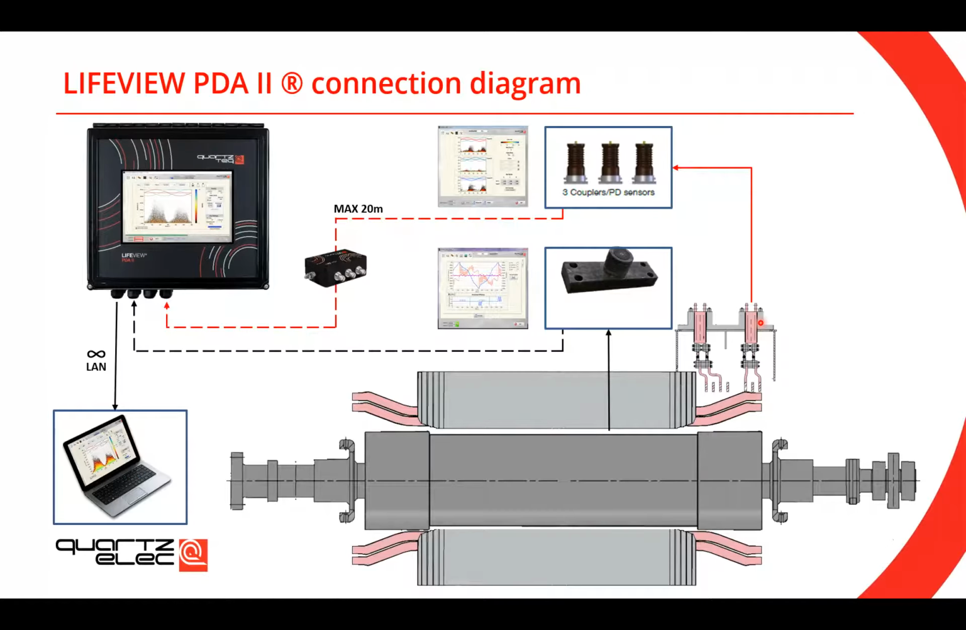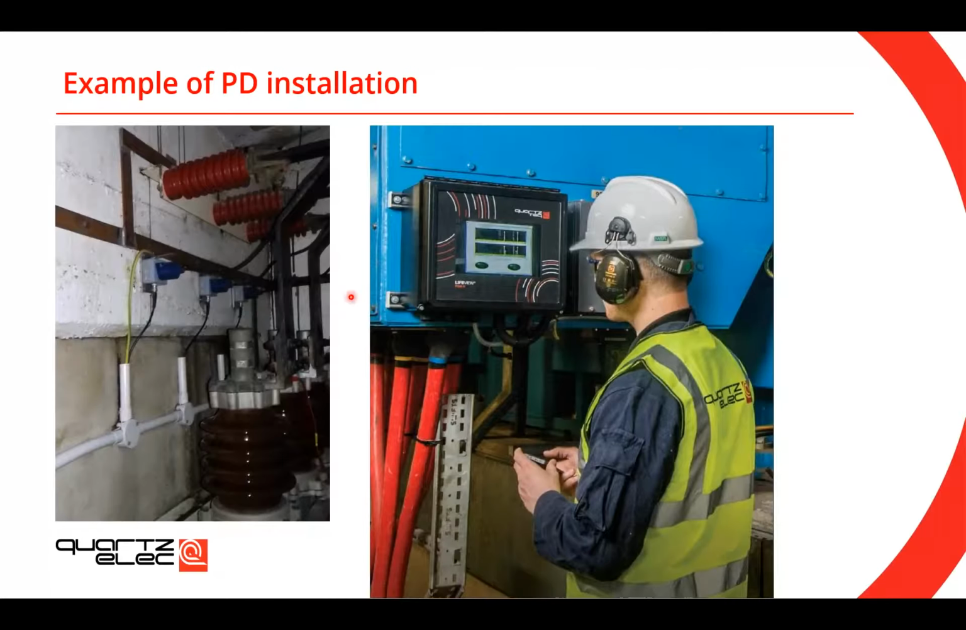And something that you need to remember, that in order to install partial discharge sensors, you don't need to open the machine. All we need is the access to the terminals. And this is just an example of the partial discharge sensors installed. On the left-hand side, you can see that small partial discharge sensor, which is connected to one face. And on the right-hand side, you can see LiveView PDA2 already installed on one of the generators. Indeed, it's as simple as that.